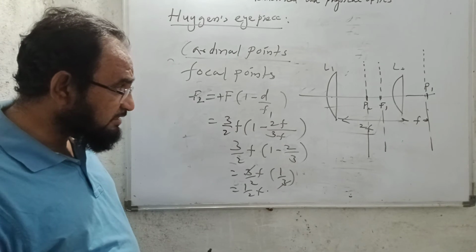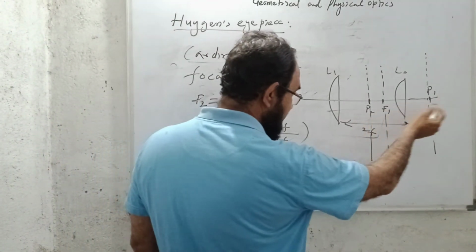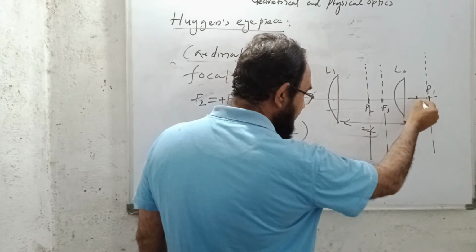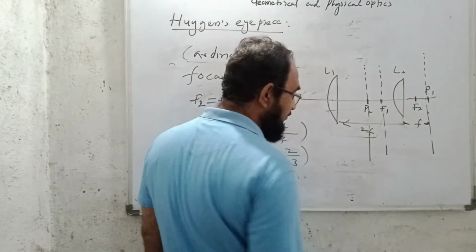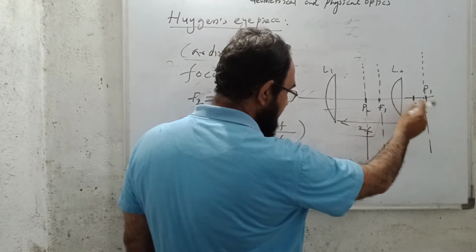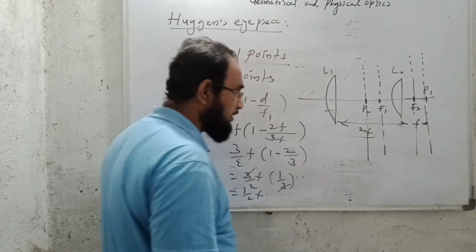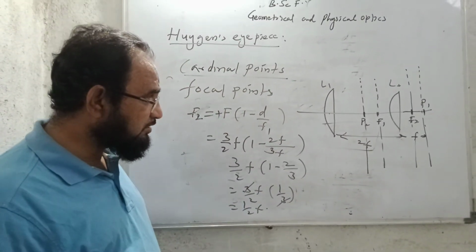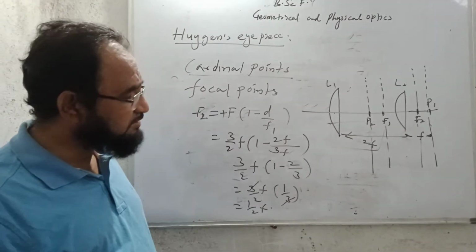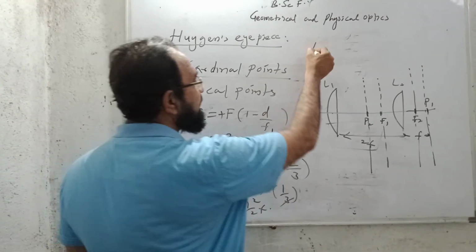And this distance is positive. So we can say that from the second lens, if this distance is f, second focal point will be at f by 2. So this distance is f by 2. So a plane which is passing through the second focal point is called as the second focal plane. Now, where are the nodal points?